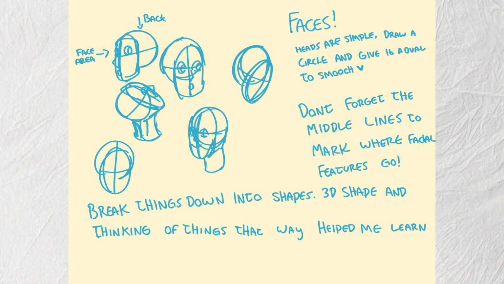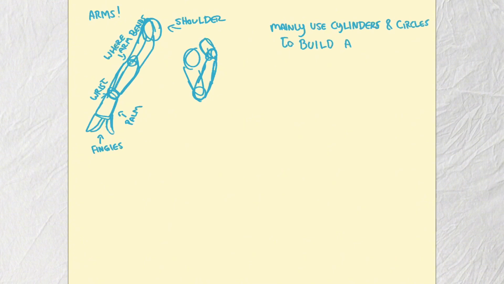And then we'll move on to arms. Think of the arms as cylinders and circles, and there are 3 main joints: your shoulder, your elbow, and then your wrist.